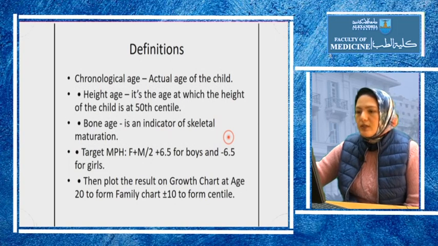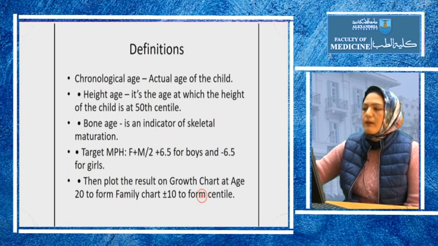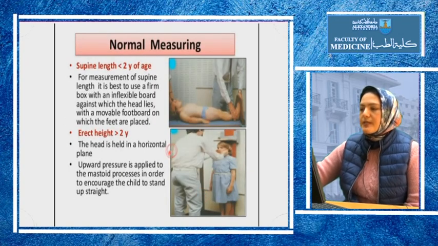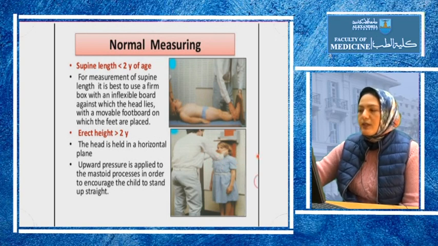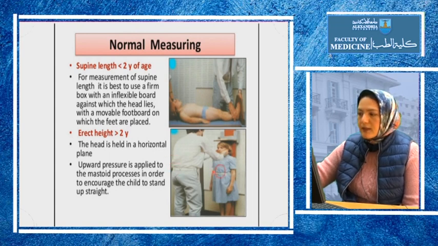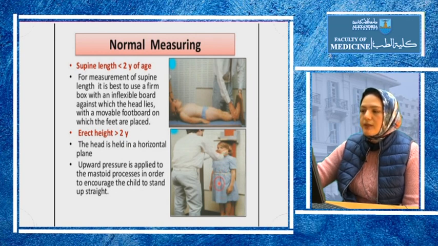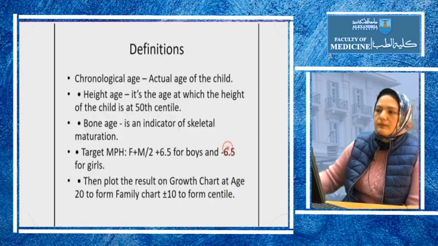Next, you should take the span, and the span means the distance between the tip of the middle finger on the one side to the tip of the middle finger on the other side. This is called the span. And then you take the upper segment and lower segment. The lower segment is the distance between the symphysis pubis of the child down to the floor, and you subtract the lower segment from the total height, which will give you the upper segment.